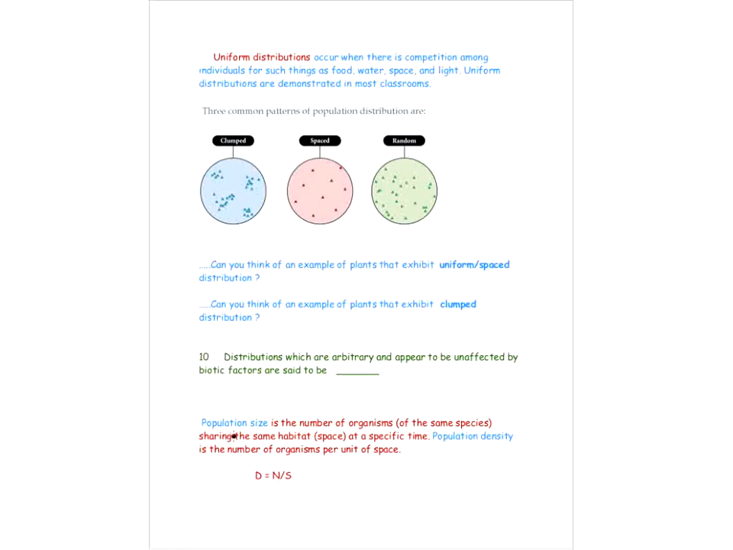Okay, so here we're talking about population size and population density. Population size, of course, is the number of organisms of the same species sharing the same habitat or space at a specific time. Population density is the number of organisms per unit of time. So density equals N, for number, divided by S, which is the population size. Okay, so we'll go on to the next screen.